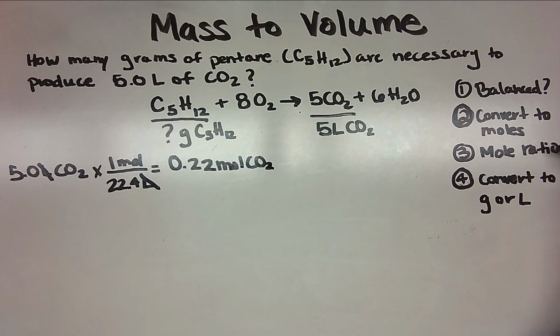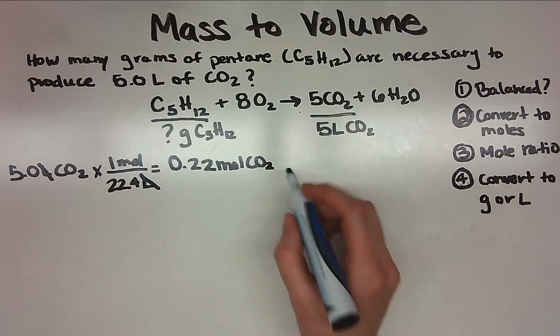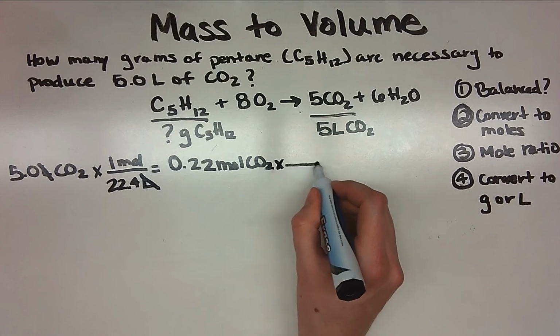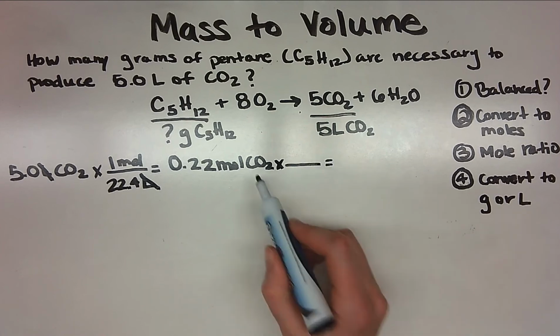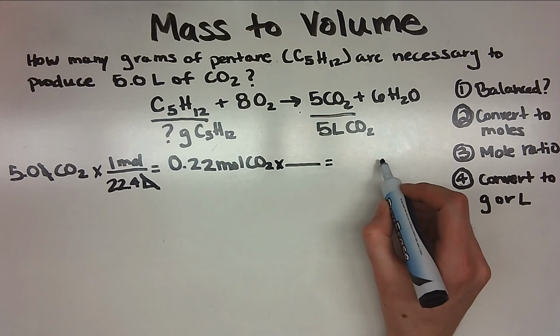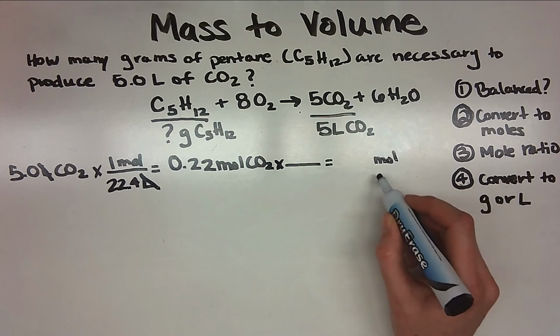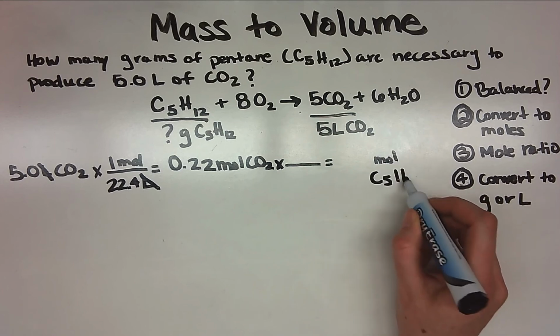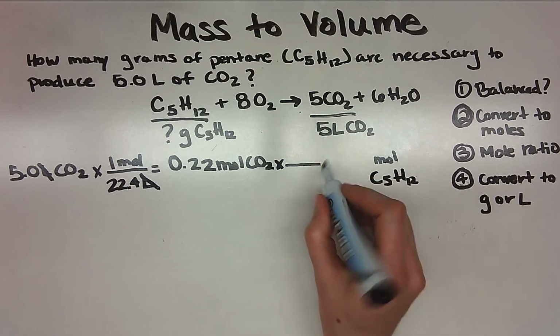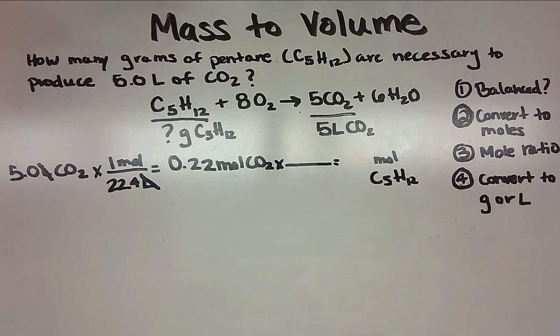Alright, so now we're going to use our second step, or number 3 on this list. We're going to use our mole ratio. So we're going to go from mole of carbon dioxide to mole of pentane, C5H12. I'll leave a little extra space.